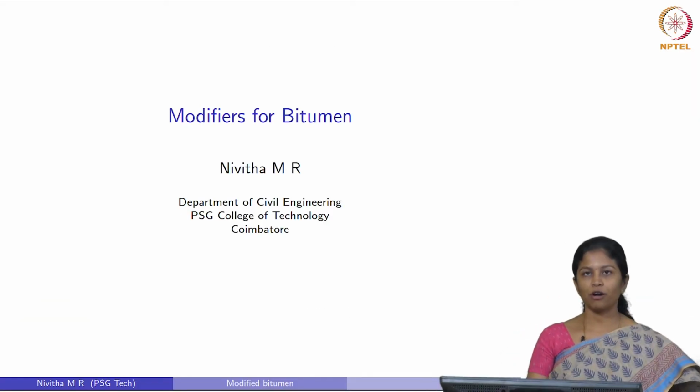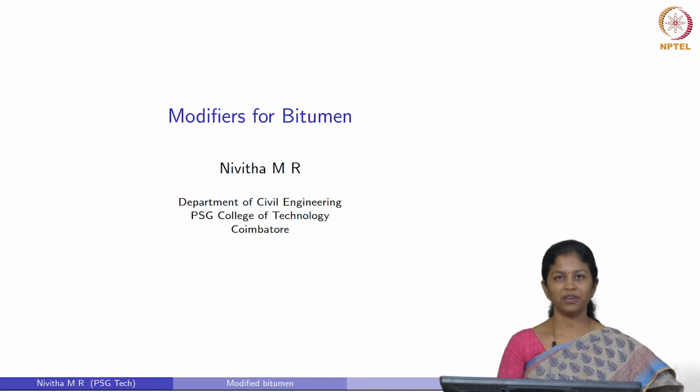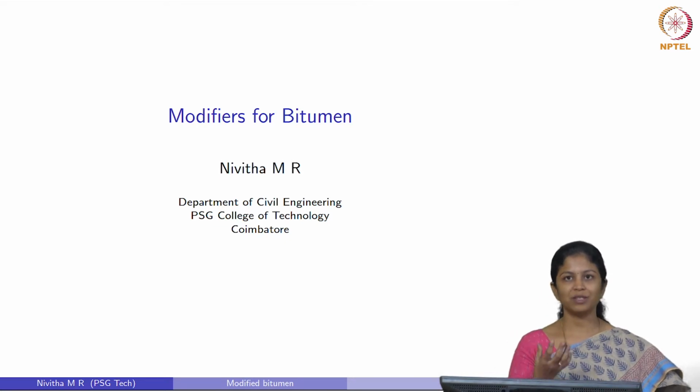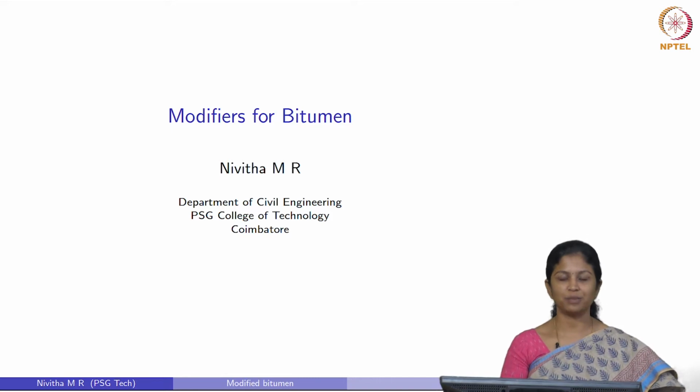Today we are going to talk about modifiers for bitumen. So, what are these modifiers? Modifiers are materials which are added to enhance some specific property of bitumen. So, we have this base bitumen of different grades which is used in the country. We want to enhance some specific property of this material, improve its performance in certain aspects. For that purpose we add modifiers.